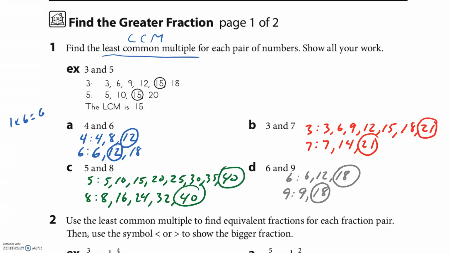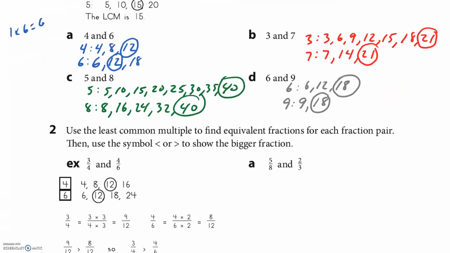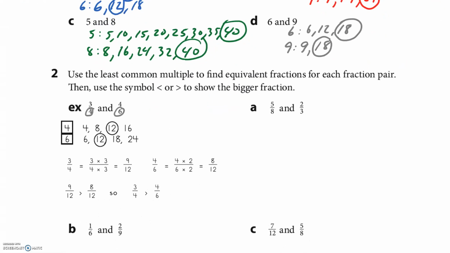6, 12, 18. Circled 18. Okay? So let's keep going now. Now we're going to use that information. Use the least common multiple to find the equivalent fraction for each pair. Then use the less than or greater than to show which is the bigger fraction. So we're comparing this example, they compared the denominators. Okay, that's where they find the least common multiple, and then they multiply them by those things. So let's see if I can show all my work for A to see if I can make this make sense. So let's compare first 3 and 8, because those are our denominators.